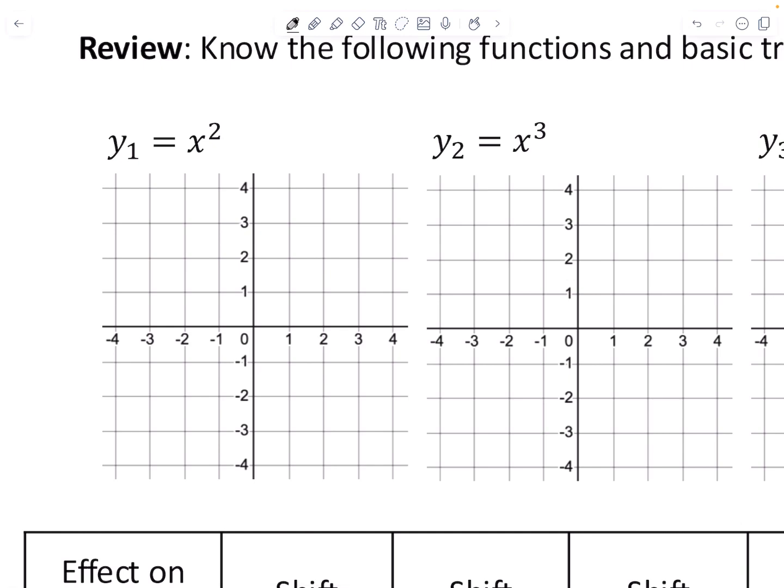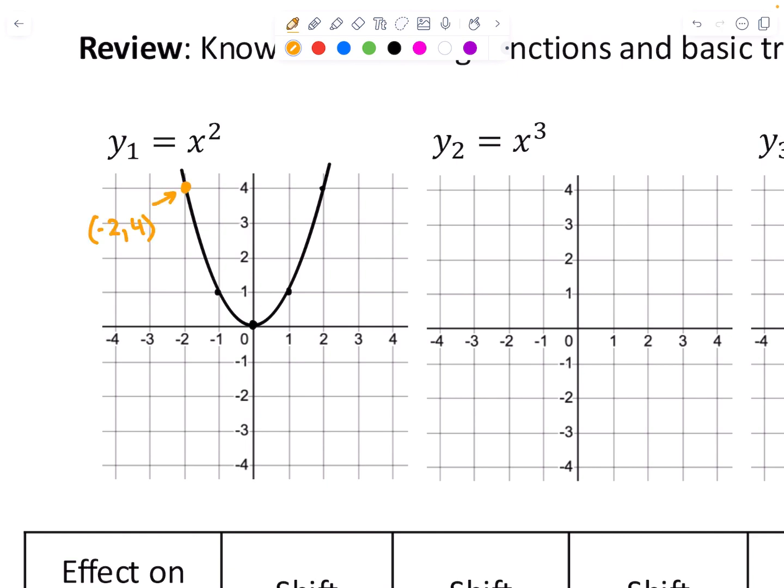So our first case is y1 equals x squared. This is our parabola opening up with vertex at the origin, and in this window passes through these key points. Recall when you square negatives, you do get positives. So negative 2 squared would be positive 4, giving us this point right here.